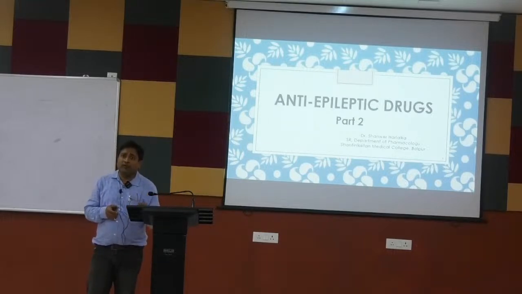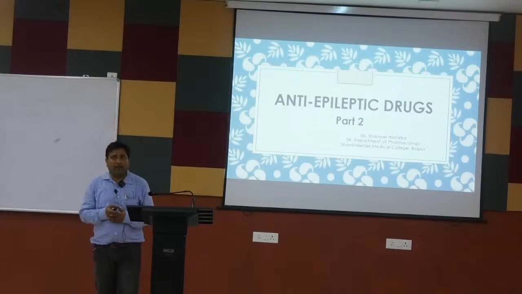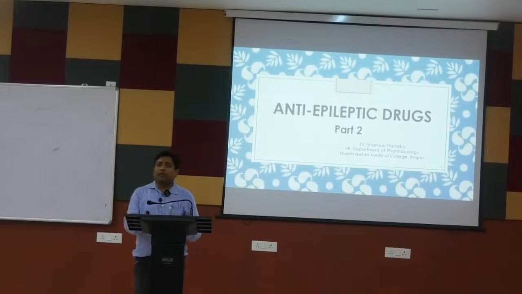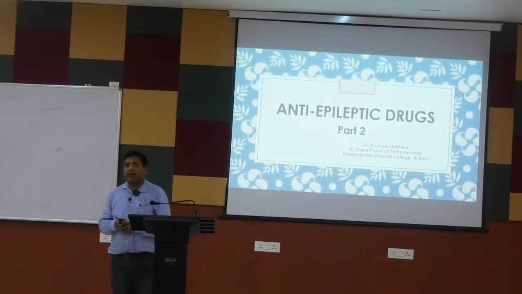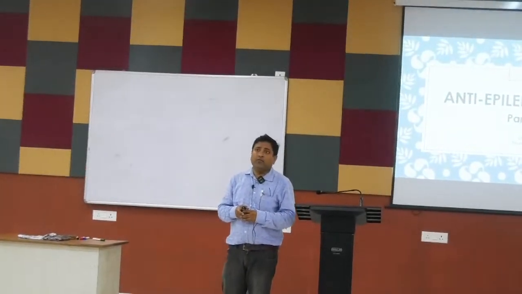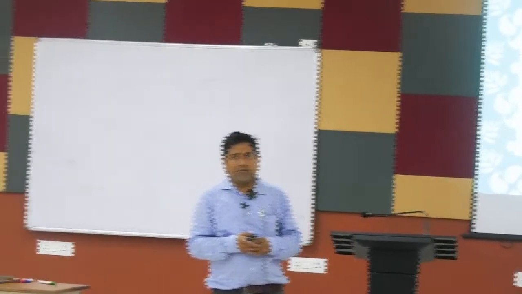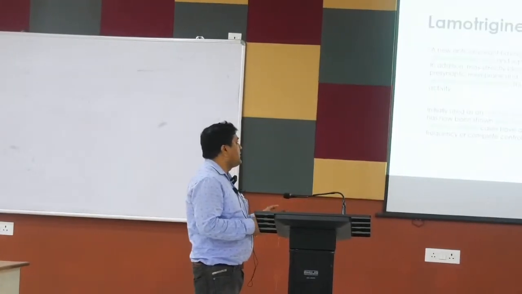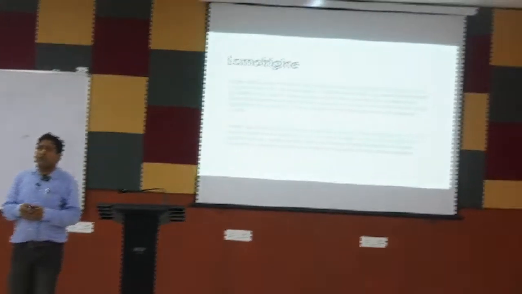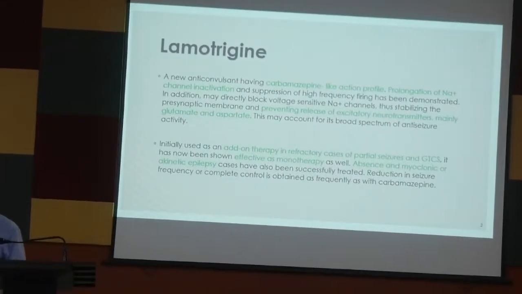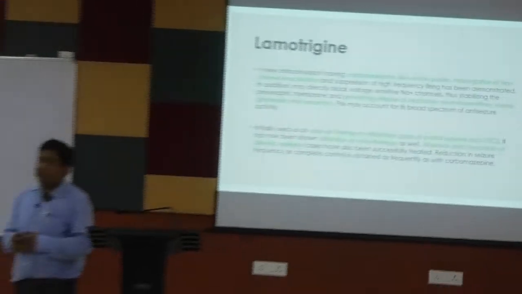Today we are going to discuss all the rest of the anti-epileptic drugs available, like phenyltriazine, which includes lamotrigine, cyclic GABA analogs like gabapentin and pregabalin, and the newer anti-epileptic drugs like levetiracetam, zonisamide, vigabatrin, and others. So, coming to lamotrigine. Lamotrigine is basically an anticonvulsant having carbamazepine-like action.